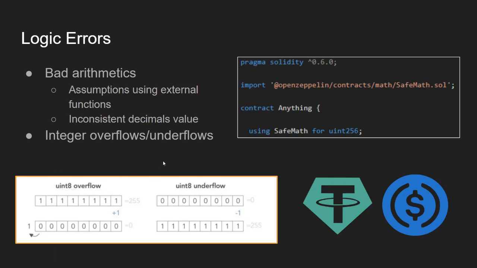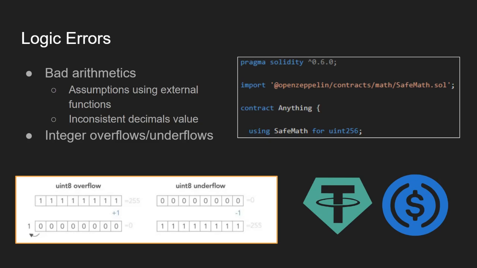An underflow is where you start at the minimum value and then you subtract 1 and you end up with the max value. So you can see that's an issue. If there's an ERC20 token and you send a small amount, even 1, and you have 0, if there's no integer overflow or underflow check in place, you can end up with just a stupidly high amount.